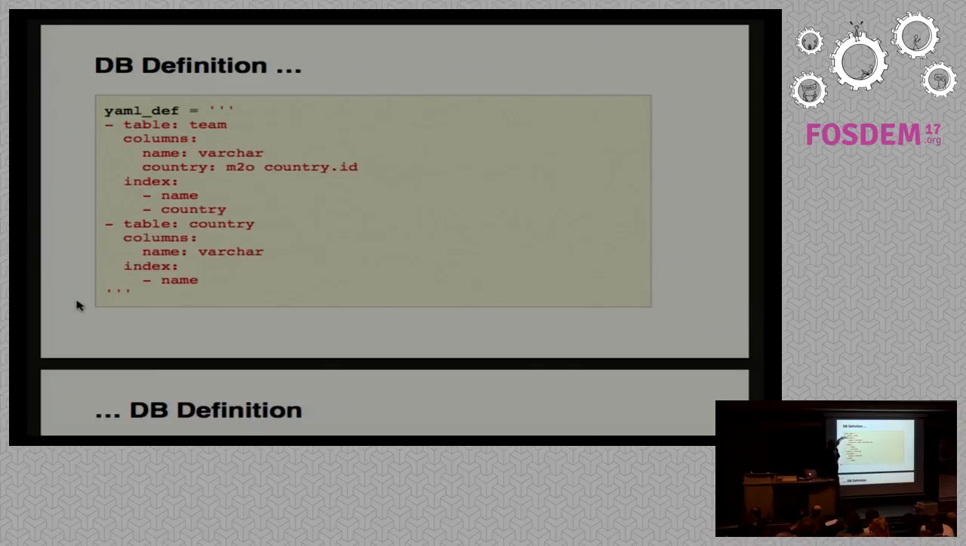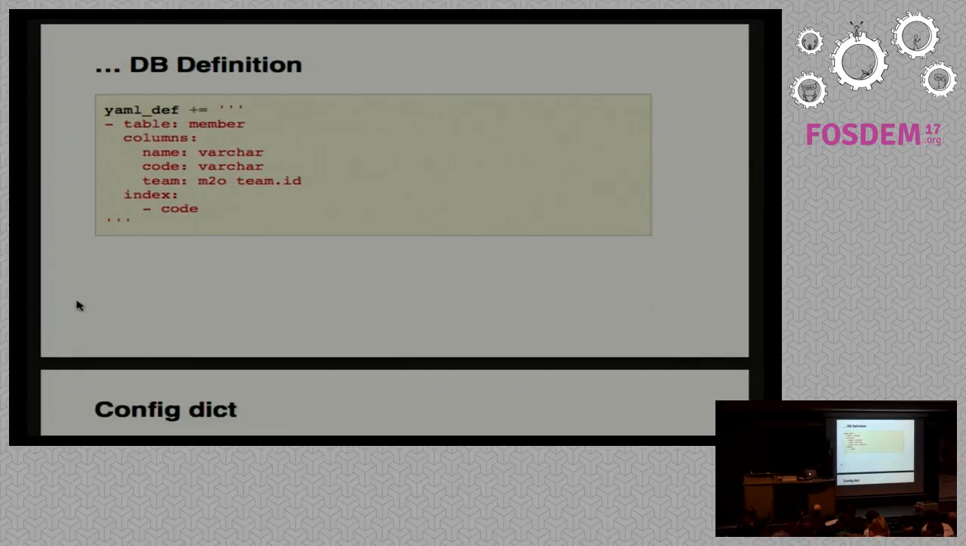And so here this means we're going to create a table called team with a name, and a country which references the country table, and that will use the ID column of the country table. So it's a foreign key. Table country is even simpler. We only have a name column, and of course we index on that.